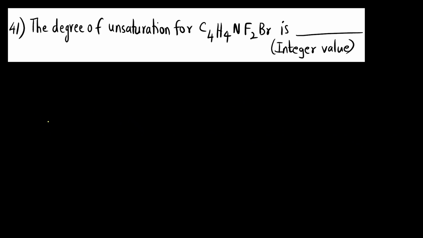So this is section C, the numerical answer type. First we will discuss questions 41 to 50, and then we will discuss the last 51 to 60 questions. First question: the degree of unsaturation for the compound is. There are different ways to find the degree of unsaturation. The easiest and fastest way is to remember it by using this formula.